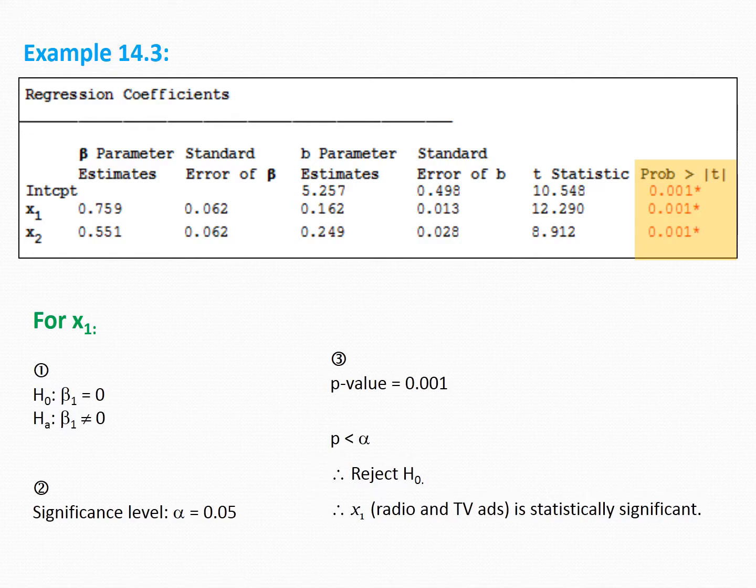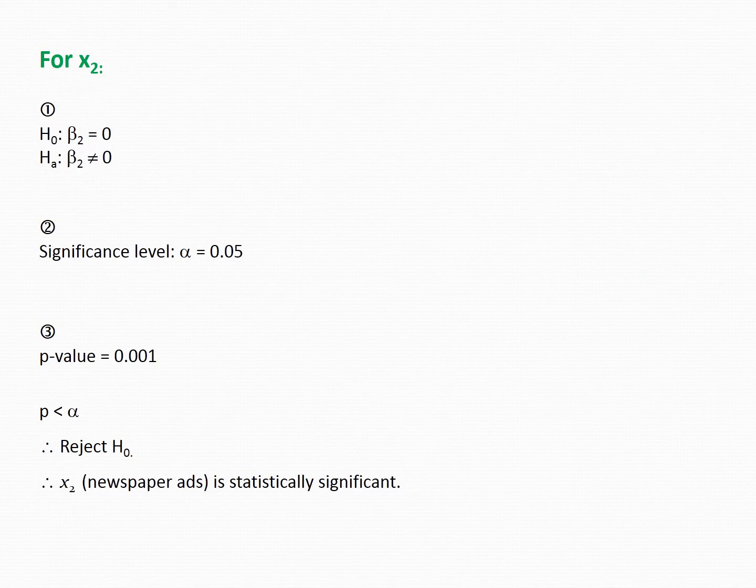So that means that x1 will be helpful in predicting sales. If we perform the hypothesis test for x2, then we will state in our null hypothesis that beta 2 is equal to 0, and in the alternative that beta 2 is not equal to 0. We can test it at a 5% significance level again, so alpha will be 0.05. And from the output, we saw that the p-value for x2 will also be 0.001.